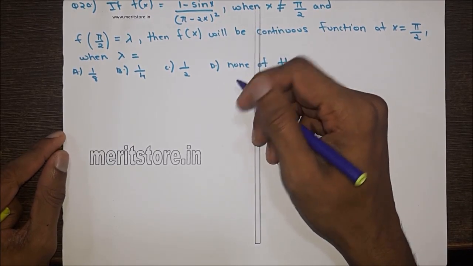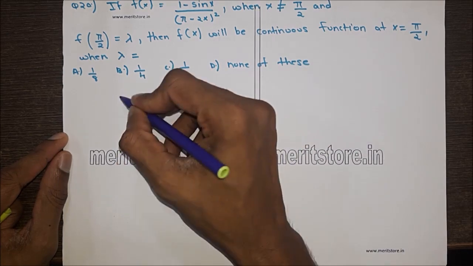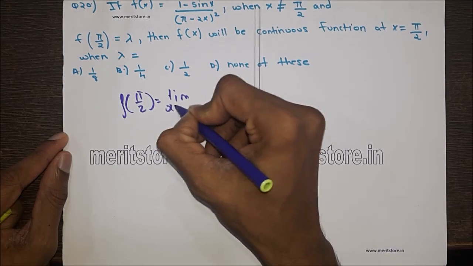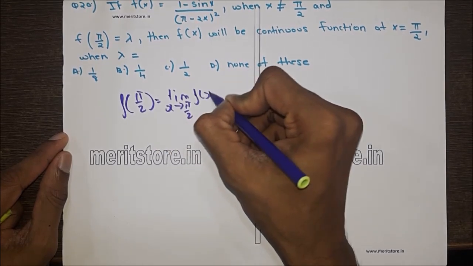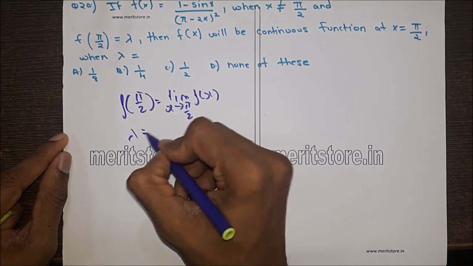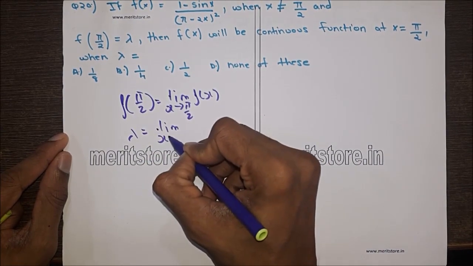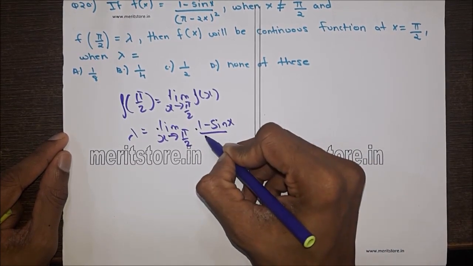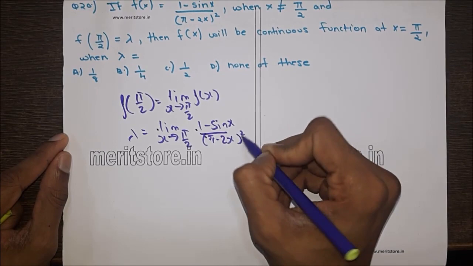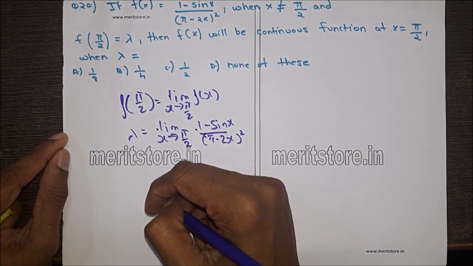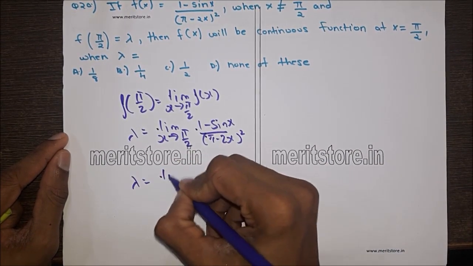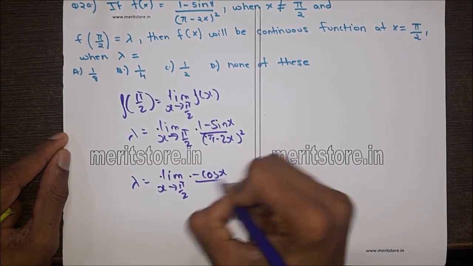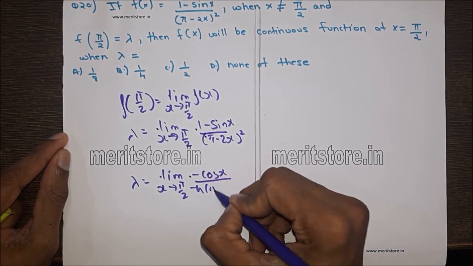Since f of x is continuous at x equals pi by 2, we can write this as f of pi by 2 equal to the limit as x approaches pi by 2 of f of x, where we get lambda equal to the limit as x approaches pi by 2 of 1 minus sin x upon pi minus 2x the whole squared. Applying L'Hospital's rule on the right hand side, we get lambda equal to the limit as x approaches pi by 2 of minus cos x upon minus 4 times pi minus 2x.